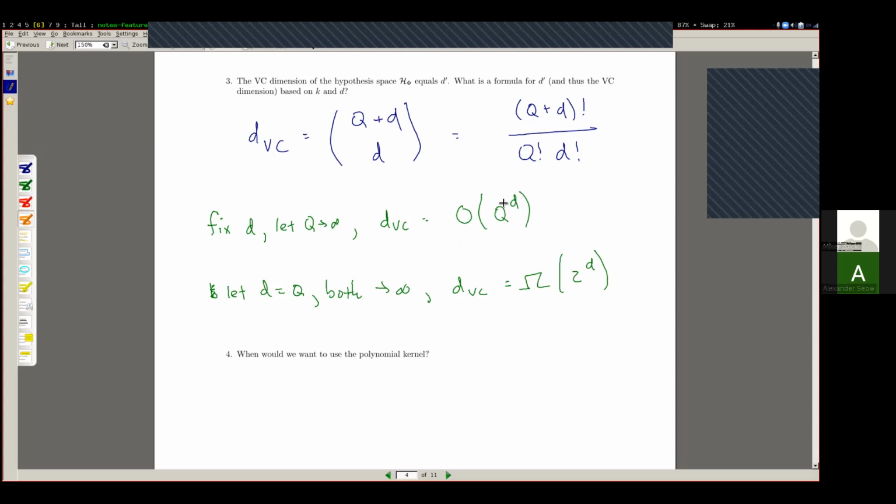In particular here, this is going to be a small degree polynomial. So if D is 3, then this polynomial over here is like Q cubed. And so that's not too bad.